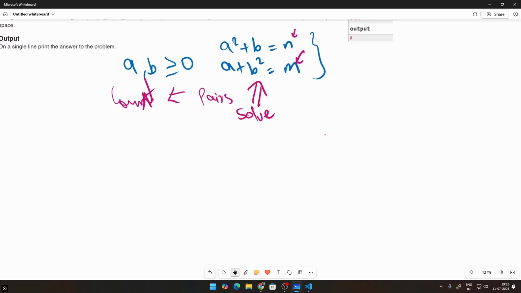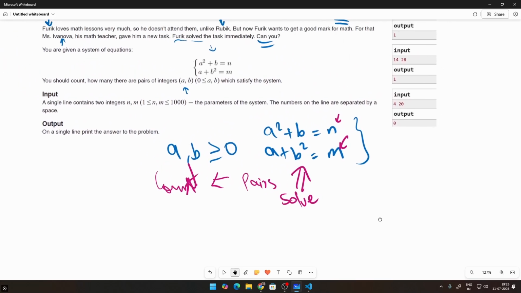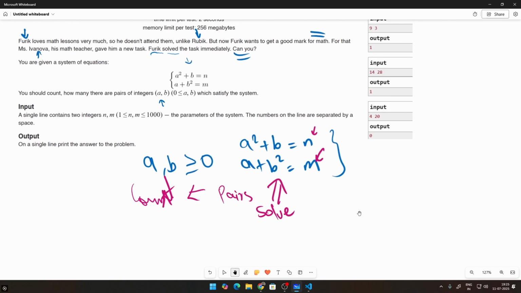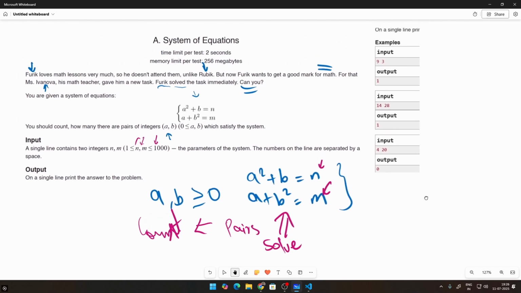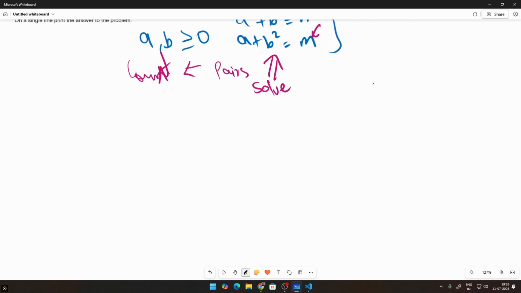Something to keep in mind is the inputs for a, n and m. Looking at this, this is going to be a brute force approach, but our goal here would be to not brute force the entire thing. So first of all, let's find out what the limits are for a and b. I'm going to take the system of equations here, which is a² + b given by n, and a + b² given by m.